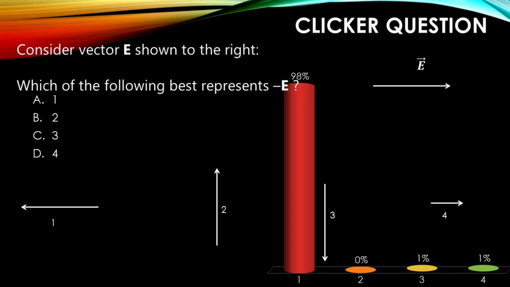Okay. Now we talked about some of these already, but let's go ahead and go through this one kind of quickly. So we're giving you this vector E here, and we wonder which one of the 4 of these options best represents minus E.